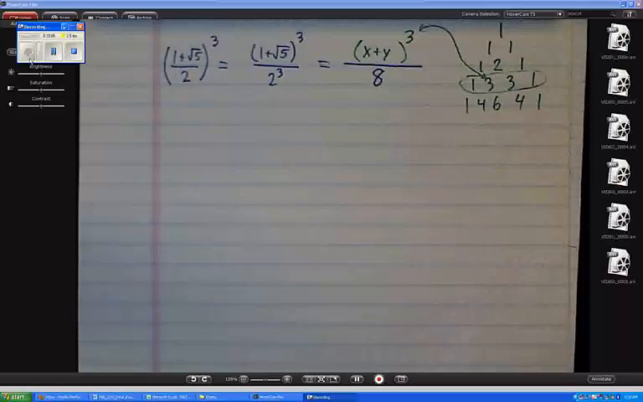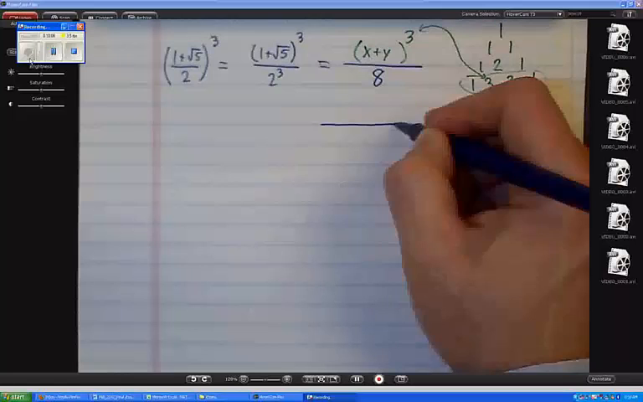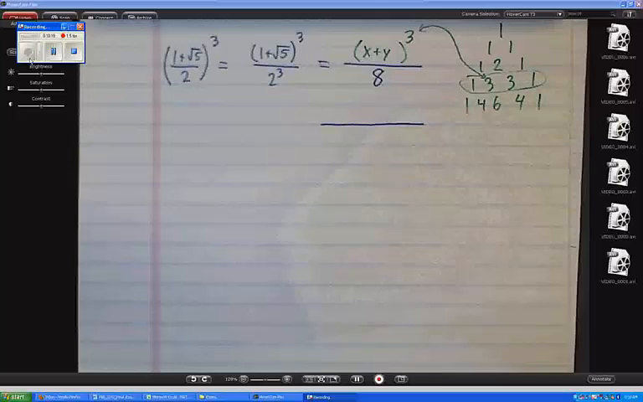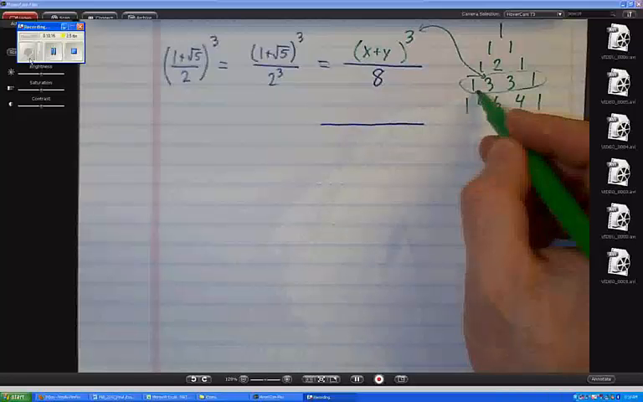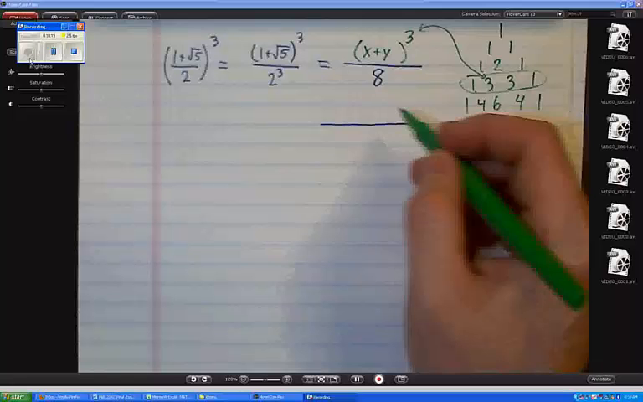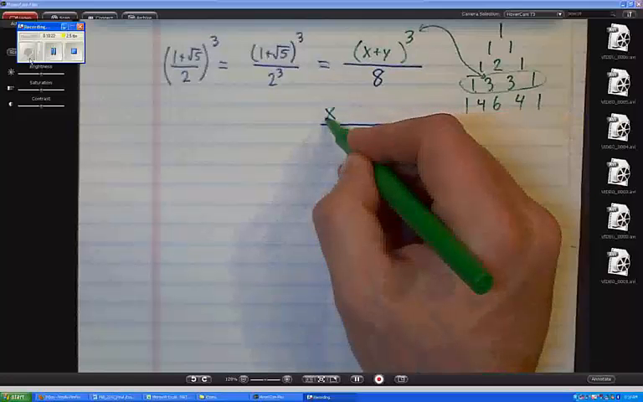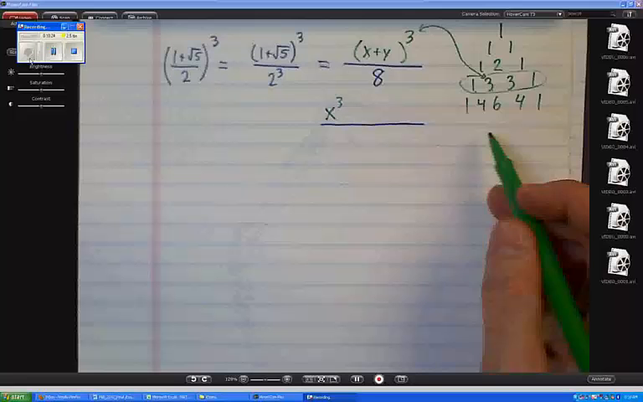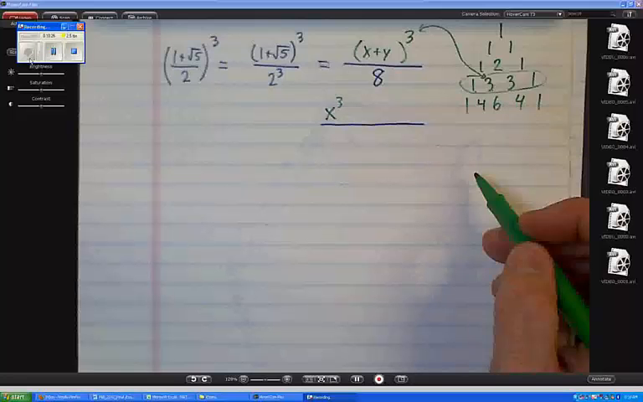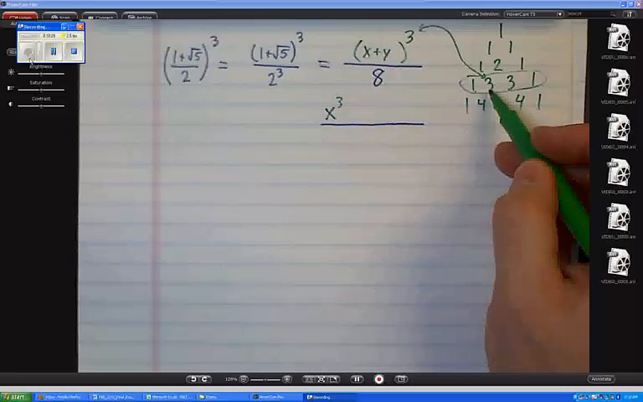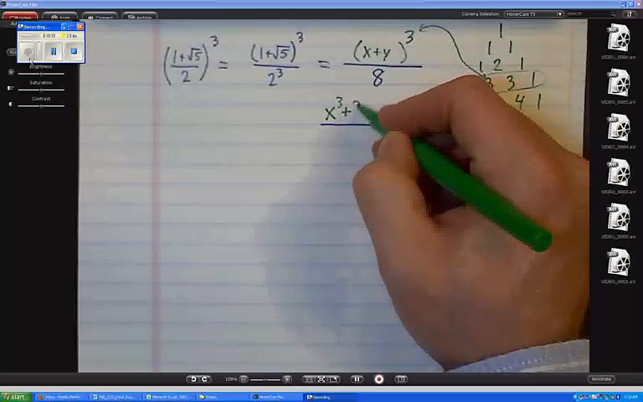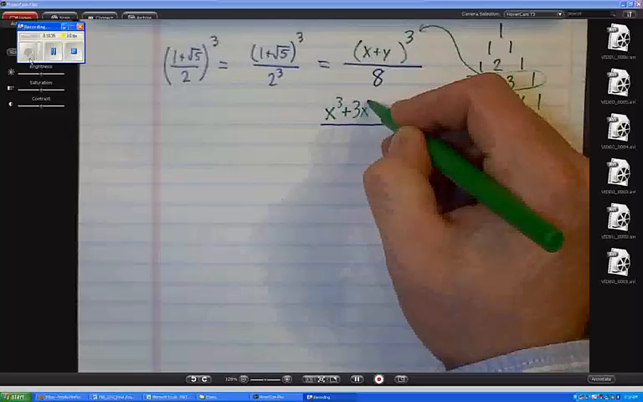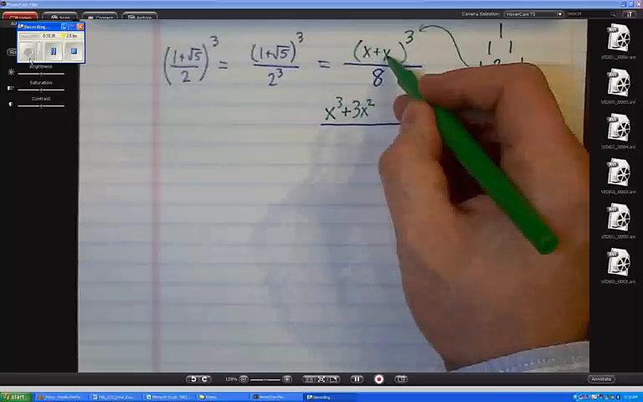How can I rewrite it? Well, it would be using these coefficients. See that? So what's the first term I'm going to write? 1x to the third power. Okay. Oh, this is a little tricky. What's the next term I'm going to write? Well, I'm going to write plus 3x squared, but now I need to multiply by y.